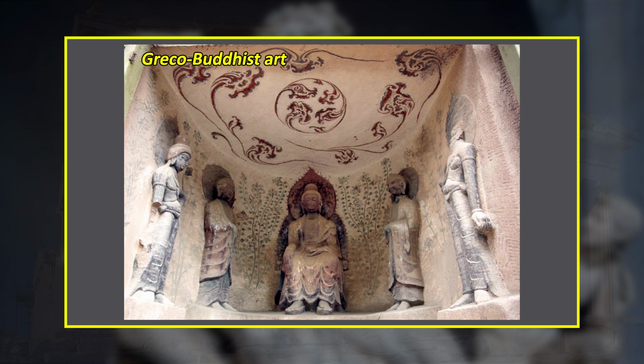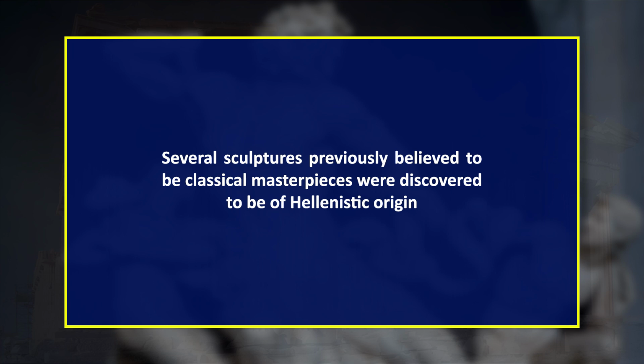The aesthetic expression of Greco-Buddhist art in South Asia was a synthesis of Greek art and the Buddhist aesthetics. Thus, Greek art became increasingly diverse and influenced by the cultures of those drawn into its orbit. According to some art historians, its quality and originality also declined. However, artists and art enthusiasts of the time would not have agreed with this assessment. In fact, several sculptures previously believed to be classical masterpieces were discovered to be of Hellenistic origin.